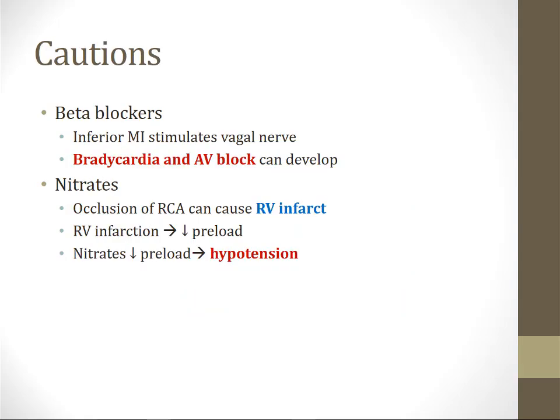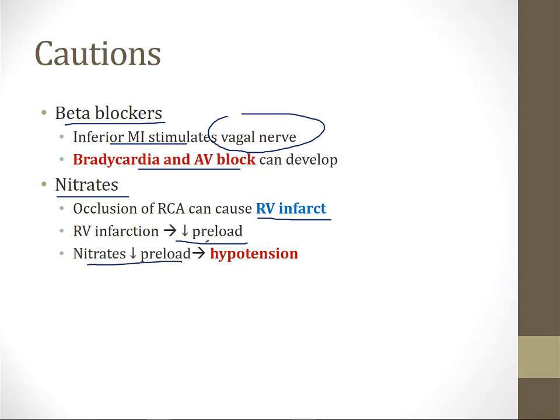There are a couple of special precautions you have to take when treating STEMI. Beta blockers are dangerous in some inferior MIs because remember, like I told you before, many inferior MIs involve stimulation of the vagus nerve. So these patients are at risk for bradycardia and AV block, and you can make that worse with beta blockers. Nitrates are also dangerous in cases of RV infarction. Remember what I told you before, when there's RV infarction, you drop the preload to the left ventricle. Nitrates also drop the preload, so you can cause life-threatening hypotension if you give nitrates to patients who have a right ventricular infarction.